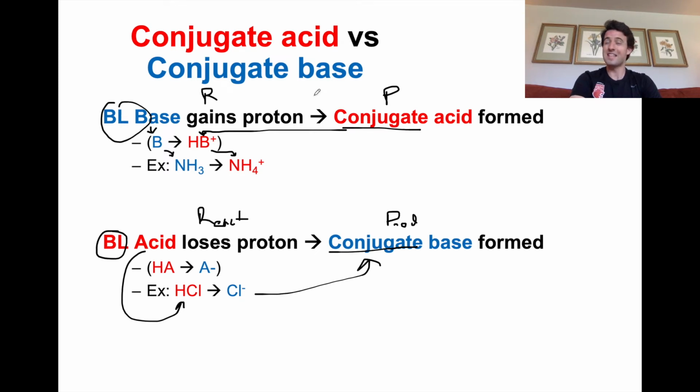Hopefully that makes sense. This is kind of tricky. Fun fact as well, since we're always gaining protons, bases are usually positive, and since acids are always losing protons, they're usually negative because a proton has that positive 1+ charge.